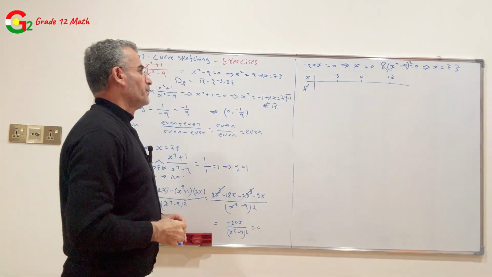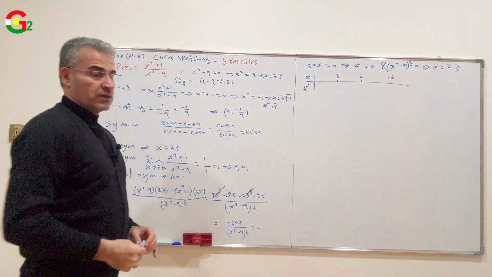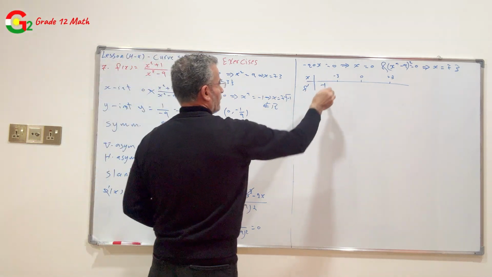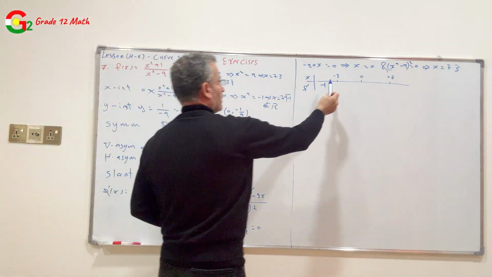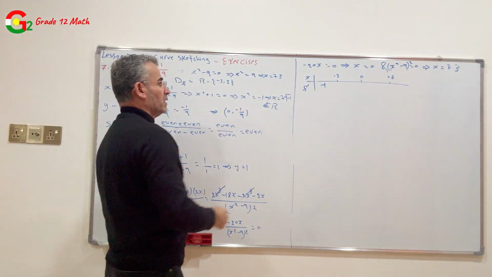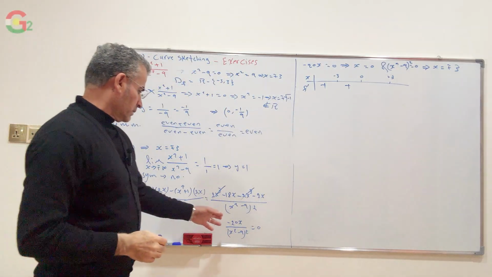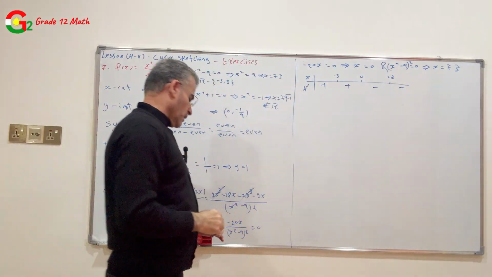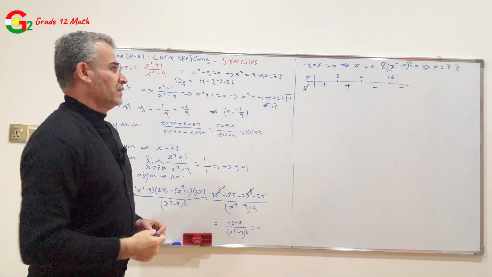When x equals negative 4, since the denominator is always positive, negative times negative is positive, so the function here is positive. Between negative 3 and 0, take negative 1. Negative 1 times negative 20 is also positive. Between 0 and 3, take 1. The function is negative. And when x is greater than 3, 4 times negative 20 is a negative value.